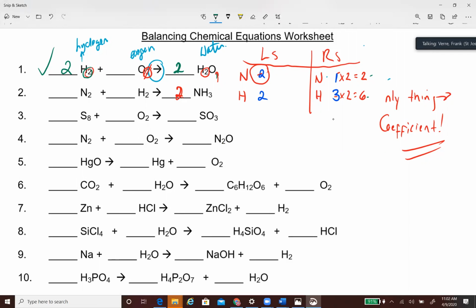So what I can do then is go back to the left side and say, well, what could I put here that will give me 6? Well, if I take 2 and I multiply it by 3, that will give me 6. If I put a 3 here, now this is also balanced. The number of nitrogen is the same, the number of hydrogen is the same, the number on the left is the same as it is on the right. Okay. Let's skip down to number 6, which is a bit more challenging. Let's go down to that one.